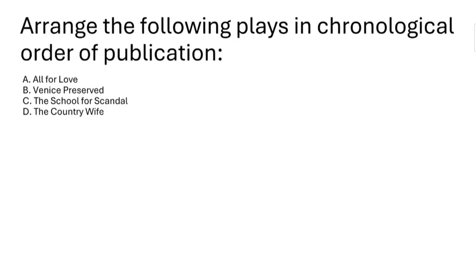Our next question is, arrange the following plays in chronological order of publication. Options are A, All for Love; B, Venice Preserved; C, The School for Scandal; D, The Country Wife. Pause the video and try to tell the answer.